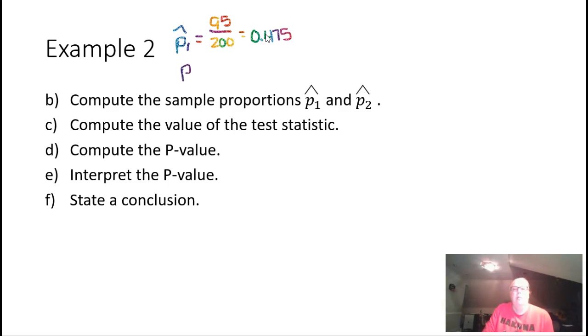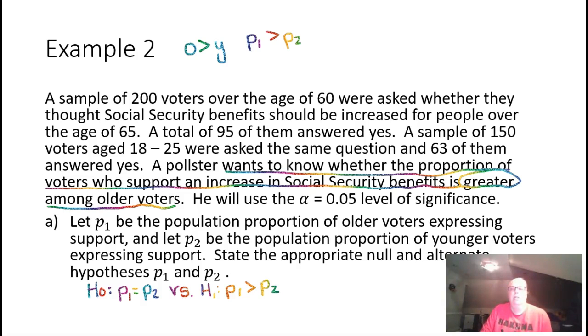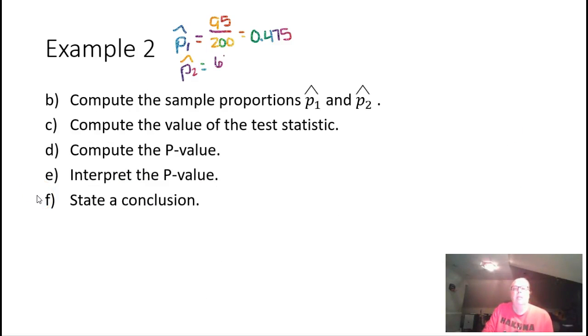All right, P2 hat is going to be the number of younger voters who voted in favor divided by all of the younger voters. So let's see, they looked at 150 younger voters and 63 of them were supporting. So P2 hat is 63 divided by 150. And I am going to round this out to 3 decimal places, just like the first one. Well, the first one ended up being 3 decimal places. It terminated. And never mind, this one terminates also. I got 0.42. I'm just going to put that 0 on there so they have the same number of decimal places.